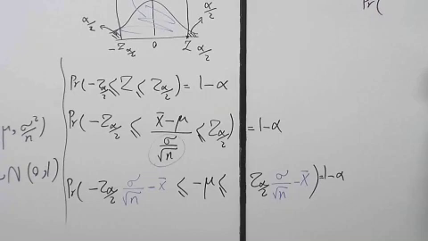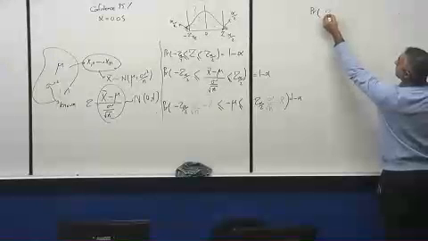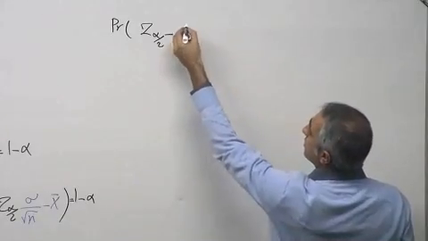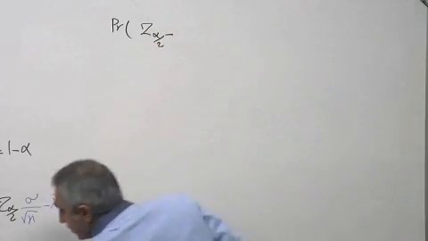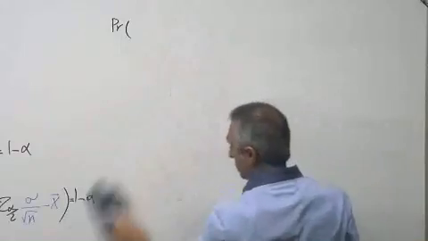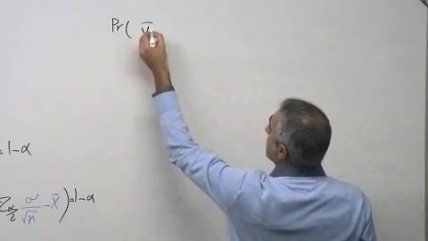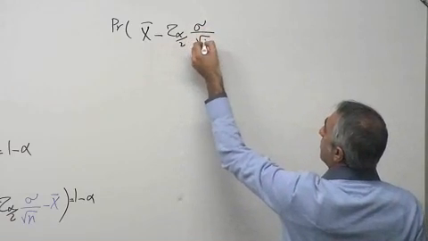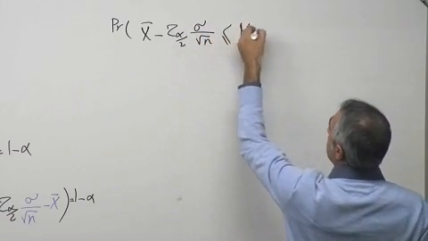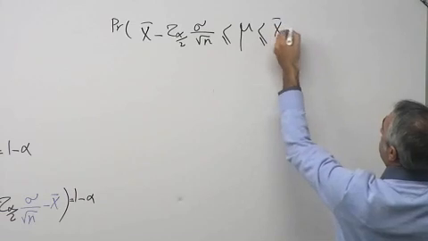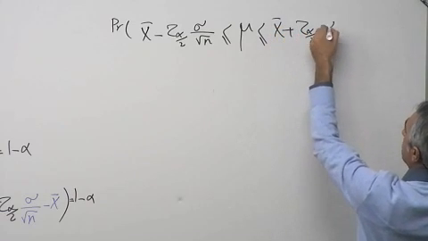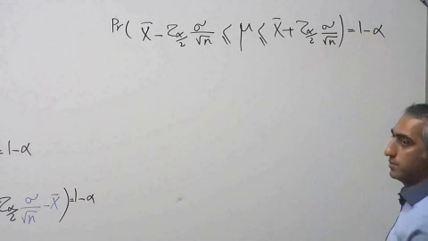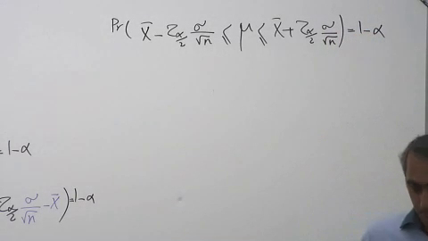Probability of x bar minus Z alpha over 2 times the standard error, less than mu, less than x bar plus Z alpha over 2 times sigma over root n, and this is 1 minus alpha. Okay?